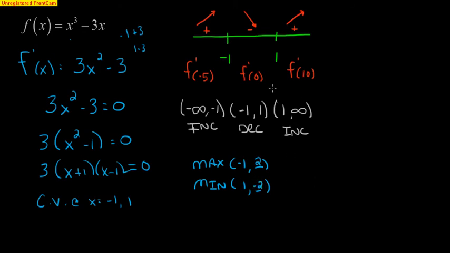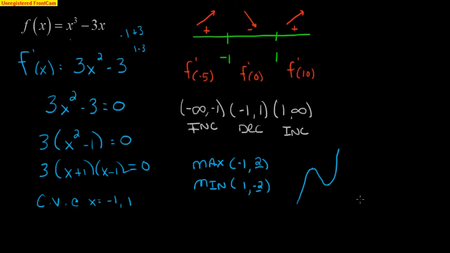Now I bet if we go to our calculator and plug this in, that's a great way of checking, we will see that the function goes increasing to decreasing and then back to increasing, and this max and this min will be happening at (-1, 2) and (1, -2).